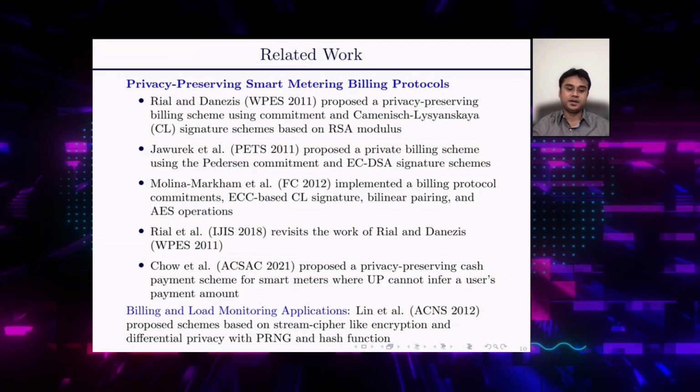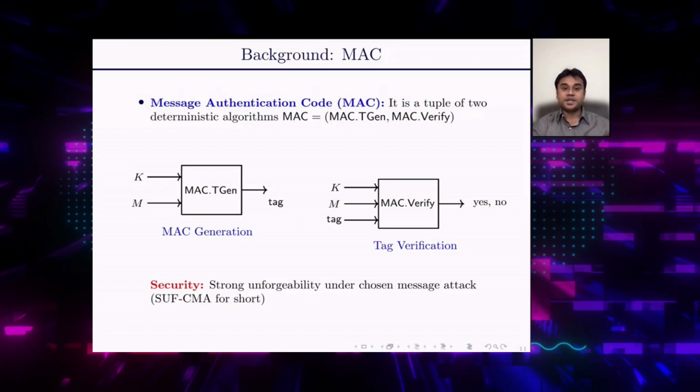So the load monitoring application needs the aggregated value, but their scheme was based on stream cipher-like encryption and differential privacy. But in that scheme, they haven't considered tariff-based billing. And one of the recent works by Chow et al. proposed a privacy-preserving cash payment scheme for smart meters, where the utility provider cannot infer a user's payment amount.